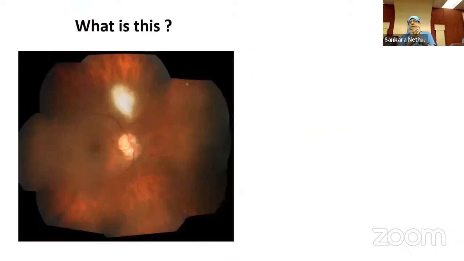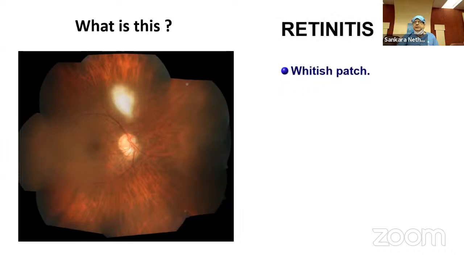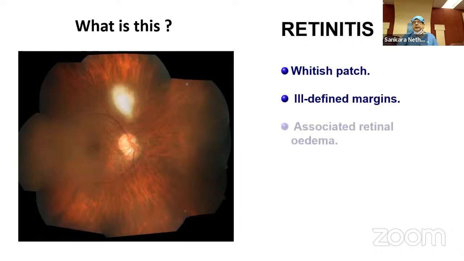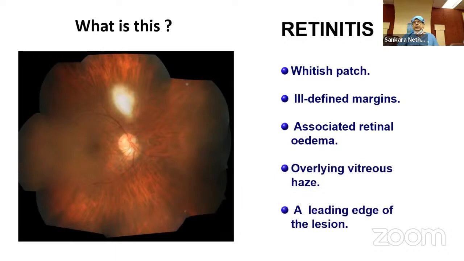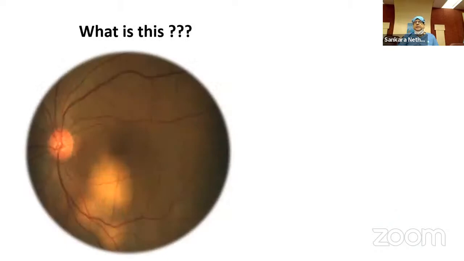If you look at this picture, there might be confusion whether it is a retinitis or choroiditis, but if you look carefully, you will find that this is a whitish patch, not a yellowish patch, with an ill-defined margin, and most important, blood vessels are not seen over the lesion. It's associated with retinal edema and overlying vitreous haze. So this is retinitis. In contrast, if you look at this case, where a yellowish nodular lesion is seen, here you can see the difference.